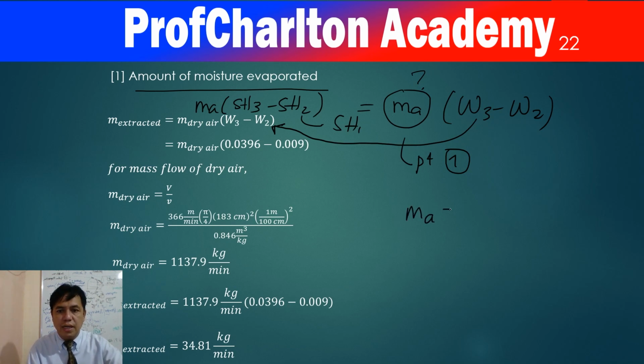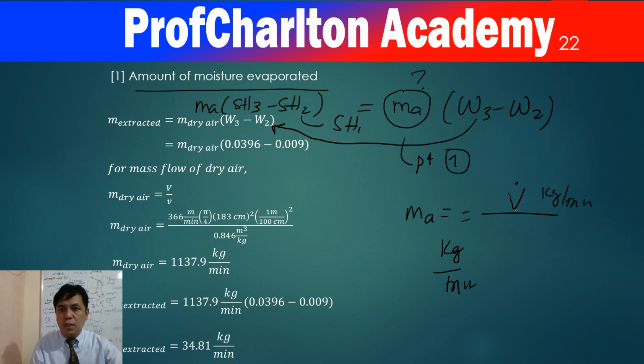So mass of dry air is what? This is specific. What is this? Volume flow rate, right? So mass of dry air is like kilogram per hour or kilogram per minute. It's just the volume flow rate. Now, volume flow rate in kilogram per minute. Then this is specific.